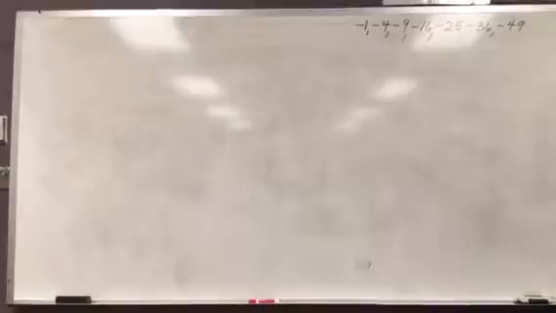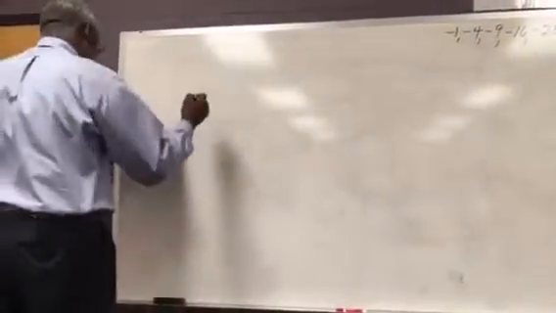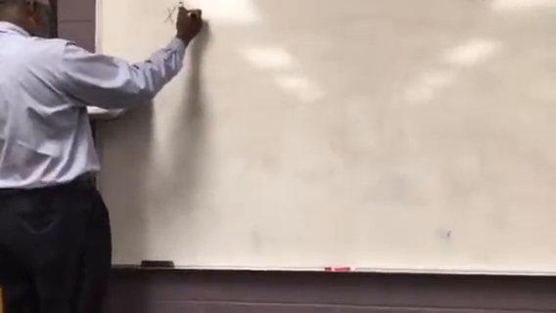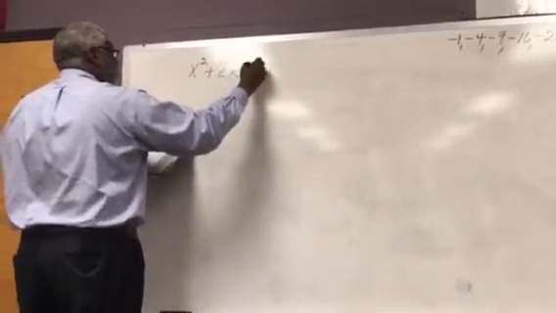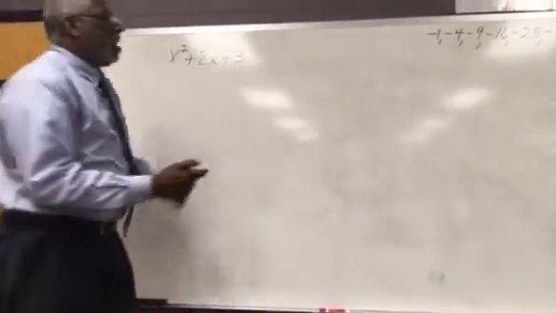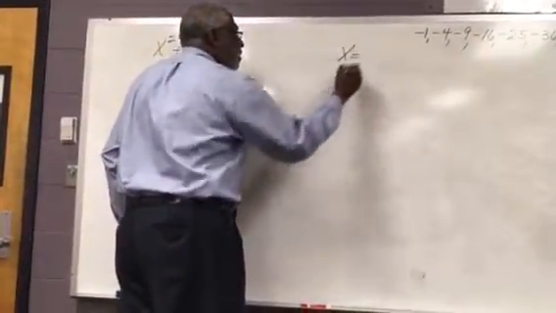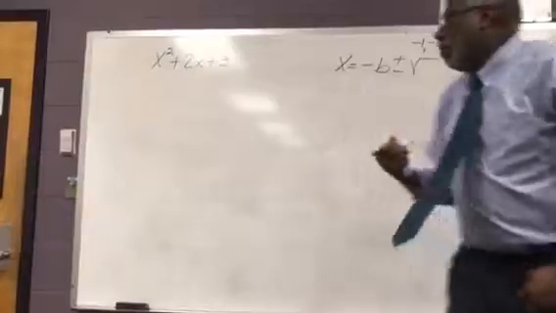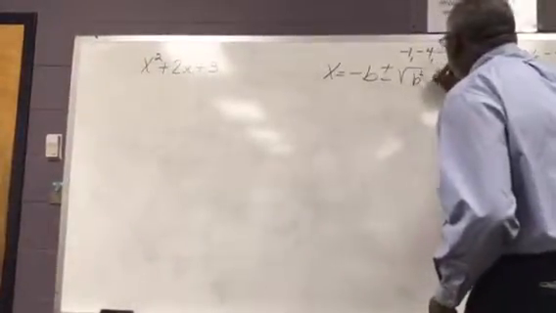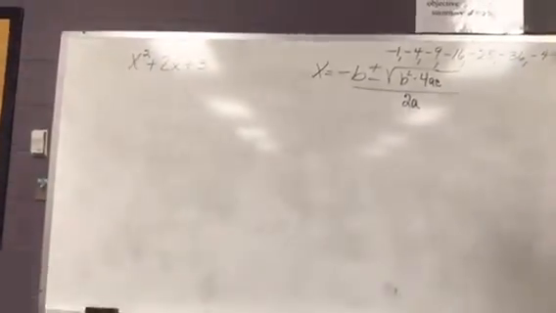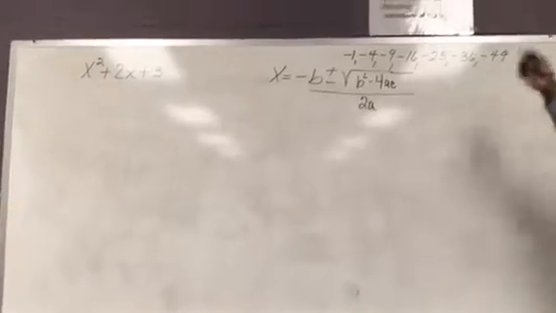And the problem we're going to use is x squared plus 2x plus 3. To do that particular problem, first of all, we're going to need to know the quadratic formula. And the quadratic formula is negative b plus or minus the square root of b squared minus 4ac, all divided by 2a. This is called the quadratic formula.